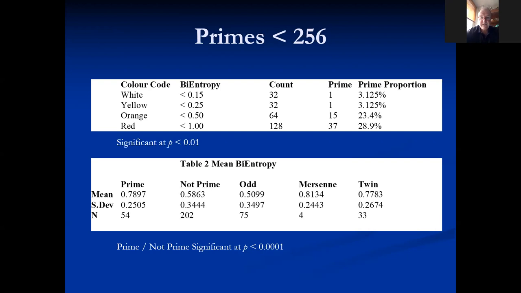In the second table, I tabulate the bi-entropy according to the type of number, whether it's prime, not a prime, whether it's odd, whether it's a Mersenne prime, or whether it's a twin prime. And the significance of the difference between these segments, in the first simple analysis, the significance was less than 0.01, and in the second analysis, the p-value leaps to less than one in 10,000. So, as I was sitting there, having done this very, very simple piece of analysis, I suddenly realised that with p-values of this order, I'm looking at a very, very important thing. And of course, other than being very good at colouring in and doing the test of two proportions, I had no idea of what was yet to come.